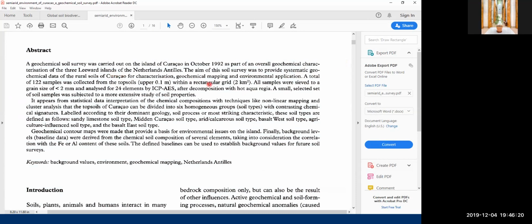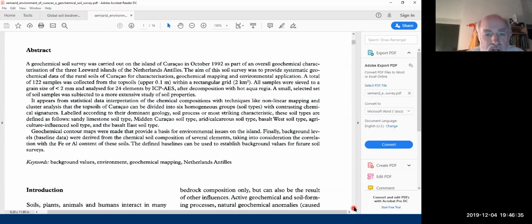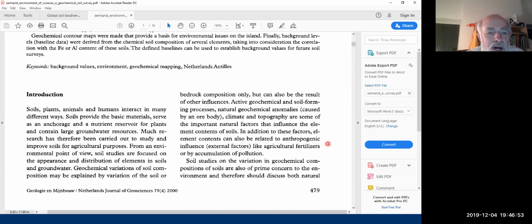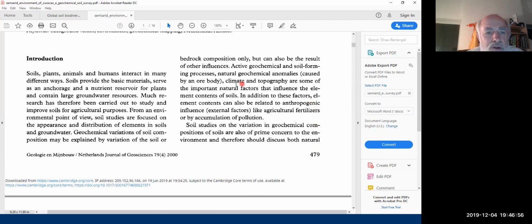All right, so this guy was just trying to do a basic survey of the soils. Up to this time, there had been older surveys, but he was trying to apply modern techniques to it. And so they concluded that they got 6 homogeneous groups or soil types: the Midden Curacao, arid, the basalt west, basalt east, and so on. And this is some background, things that you can probably easily understand.